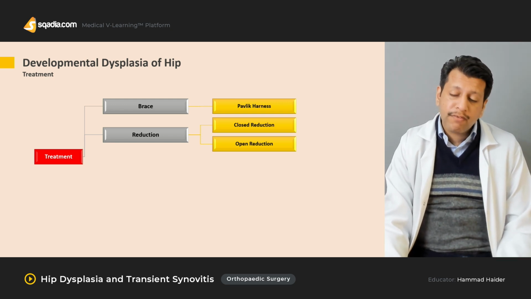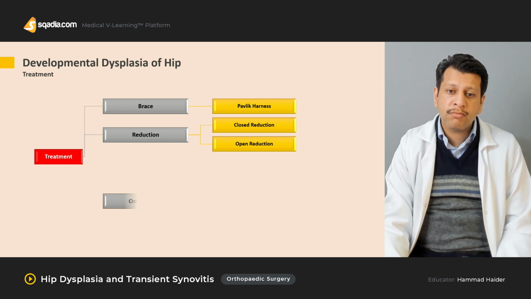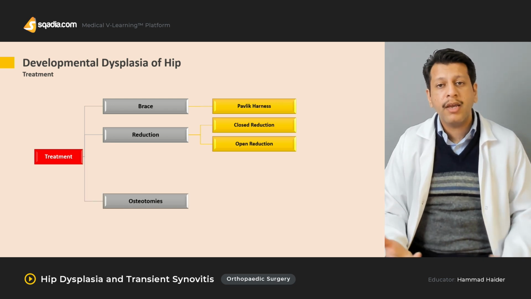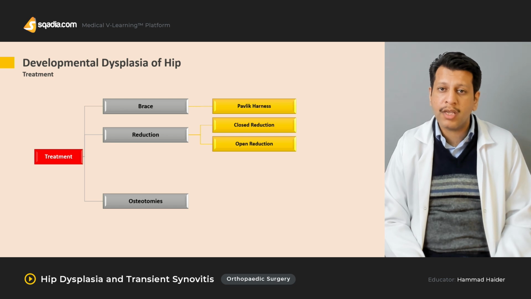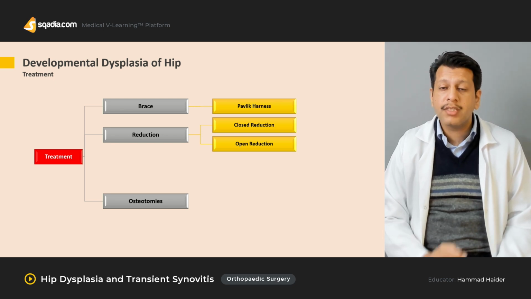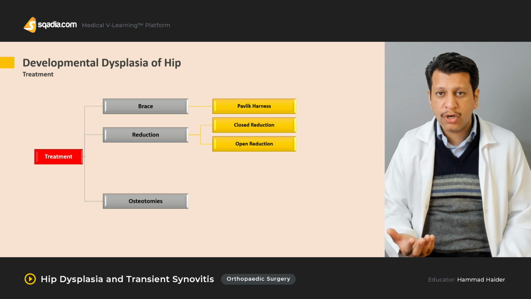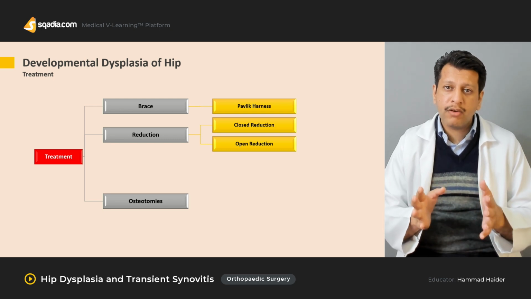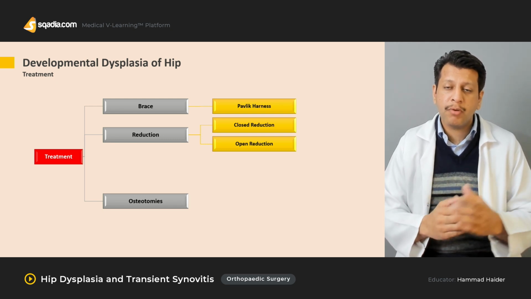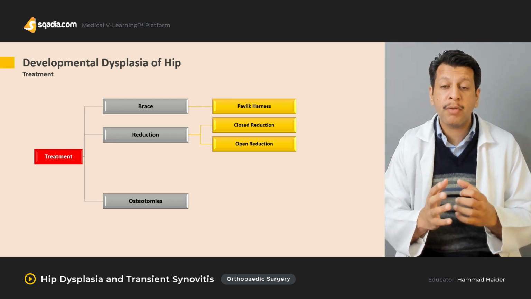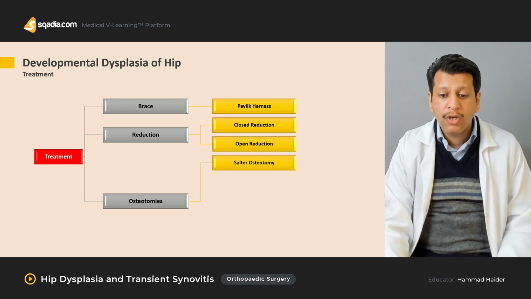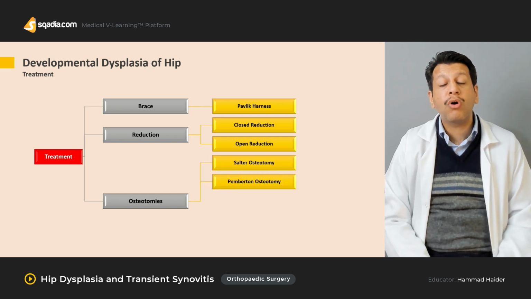Then, unfortunately, if that child is 3 to 4 years of age and has been neglected, then probably we will have to go for some form of bony procedures, because simple soft tissue procedures and K-wires are usually not enough. There are a plethora of osteotomies, but you have to decide on a certain type of osteotomy depending upon where the problem is. Usually the most commonly done is the Salter osteotomy.